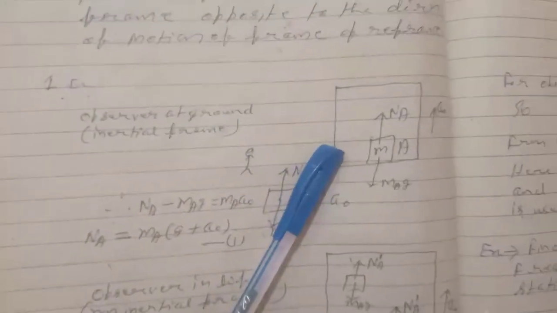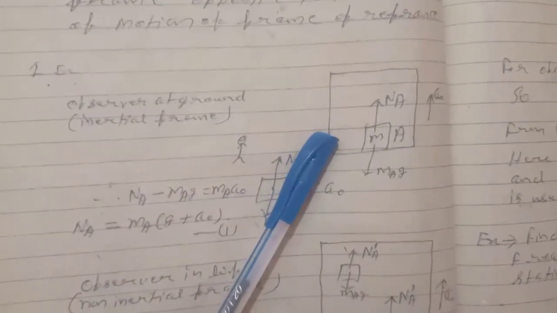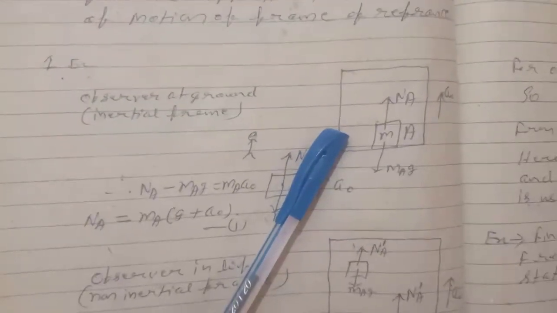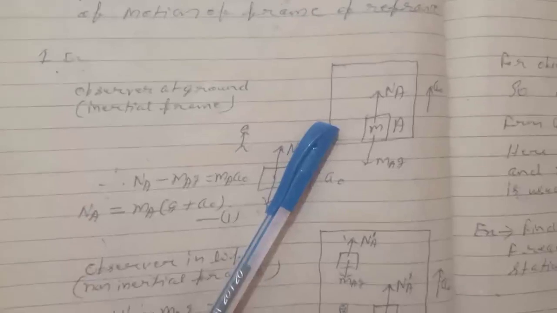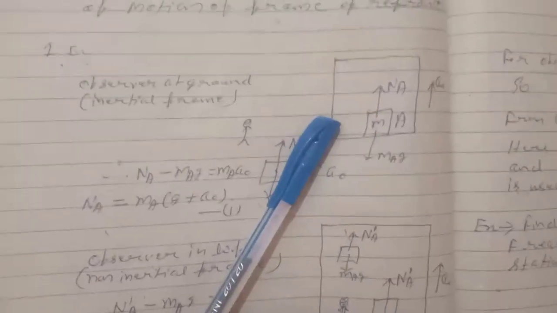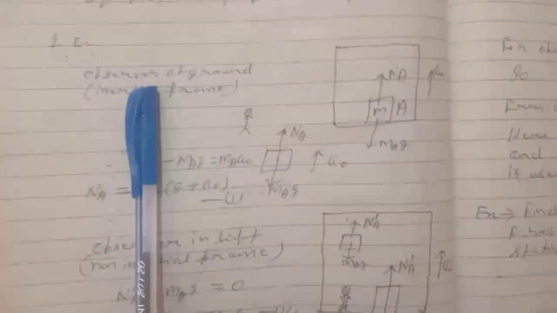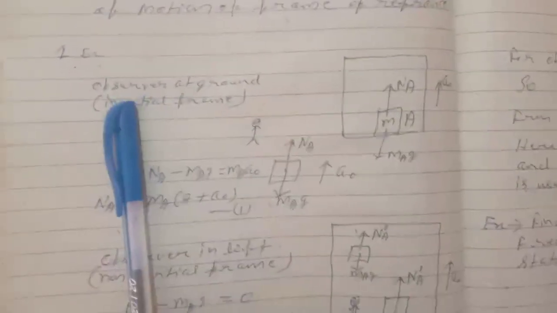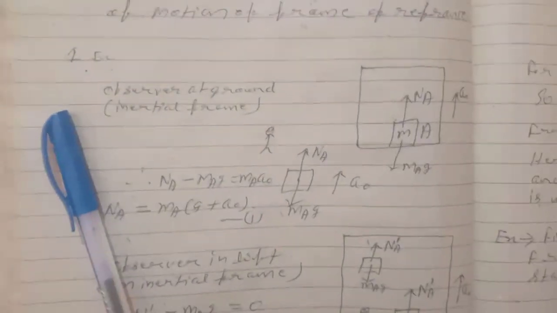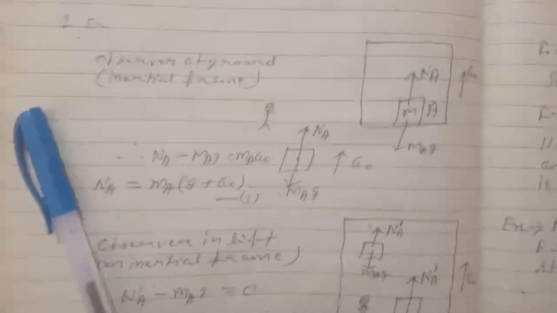here a lift, a block A is placed in the lift and the lift is moving in the upward direction with acceleration a naught. Now we have to analyze the motion of the block. When the observer is at the ground, that is, in an inertial frame, then we can apply Newton's law directly. So for drawing the FBD of block A, there will be a normal force acting in the upward direction, and the weight of the body will be acting in the downward direction.